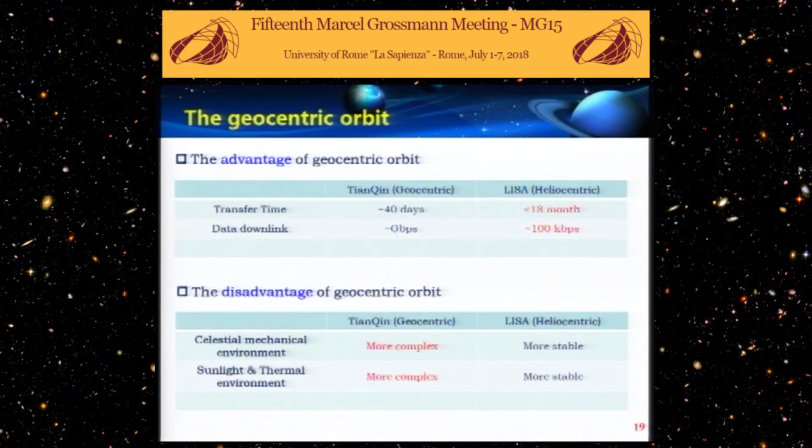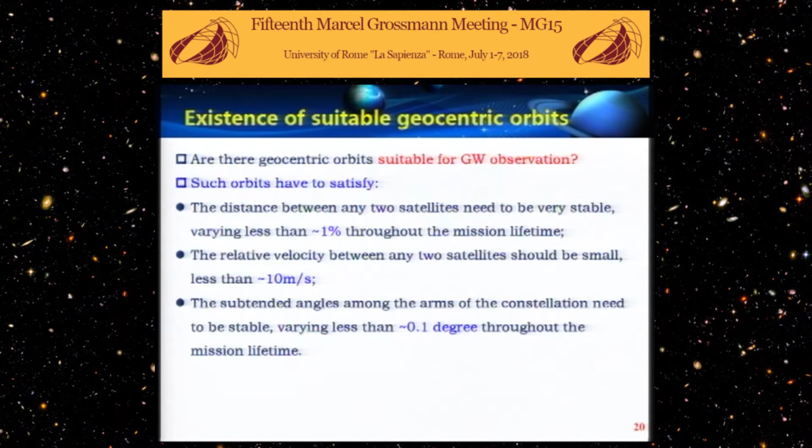And there are also some disadvantages. That is the sensitive mechanical environment just mentioned. We have discussed with Vitale, and we have already estimated that this effect in our system is not so important. But if we lower the orbit, it will be a much bigger problem. And also, we need to consider sunlight and the thermal environment, and that is quite important.